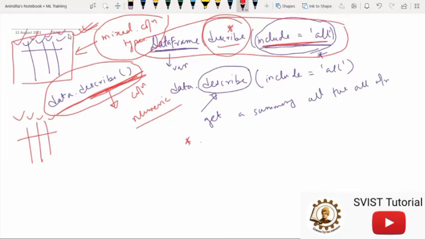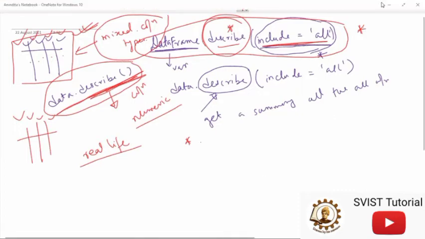Whenever we are dealing with real life data, it is natural that columns will have mixed data types. It is not possible that each and every column will have the same data type. So this syntax is very, very significant. This thing you have to remember all the time.